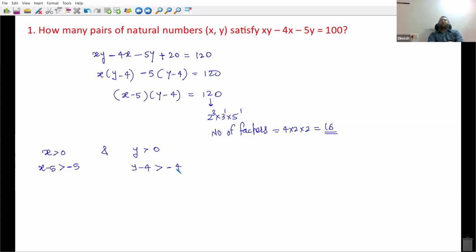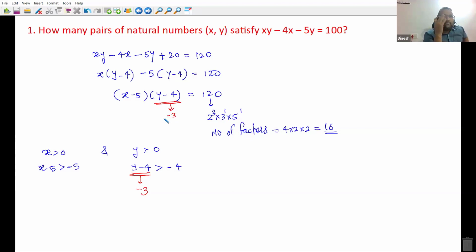So now tell me again, what is the final answer, everyone? How many pairs of natural numbers x comma y can take over here? Y minus 4 should take the value which is greater than minus 4. But still, you need to check, everyone. Can we write y minus 4 is equal to minus 3?